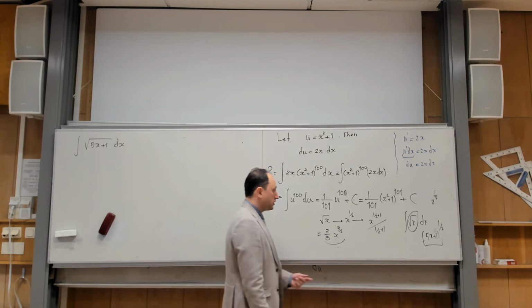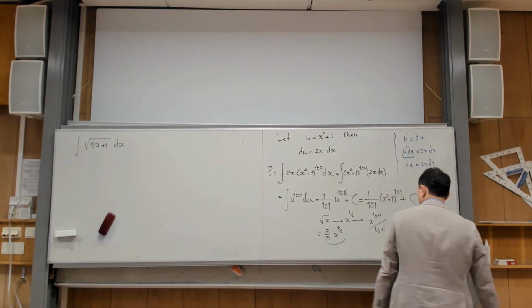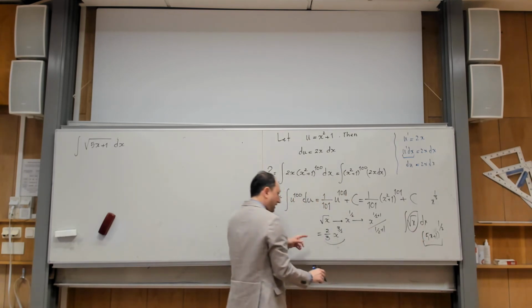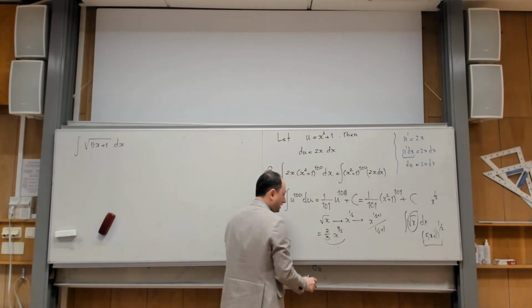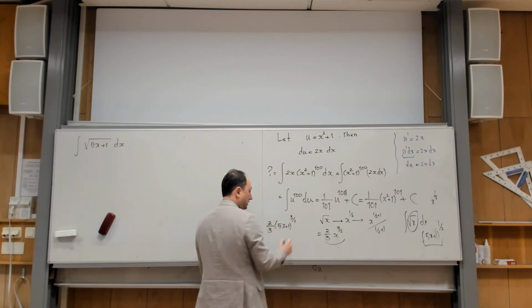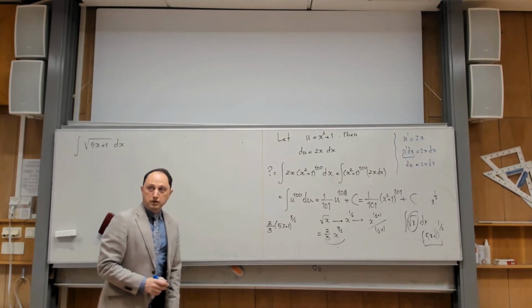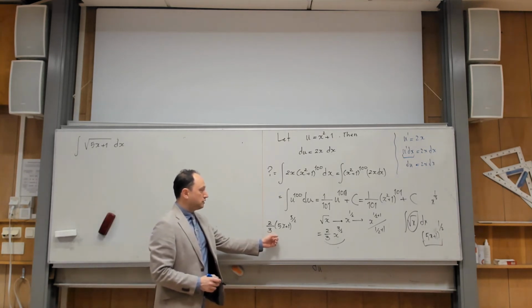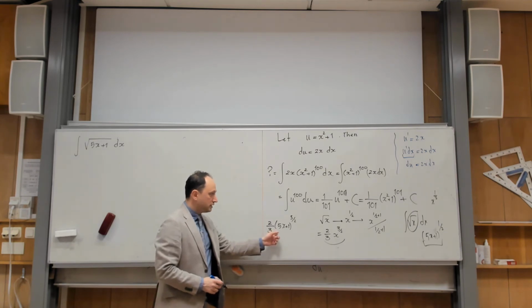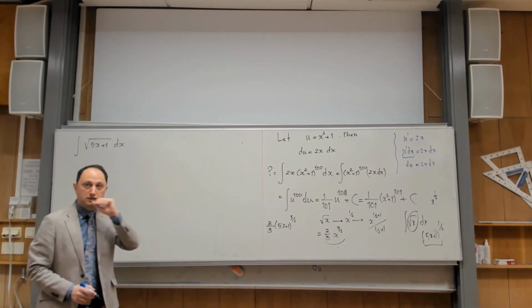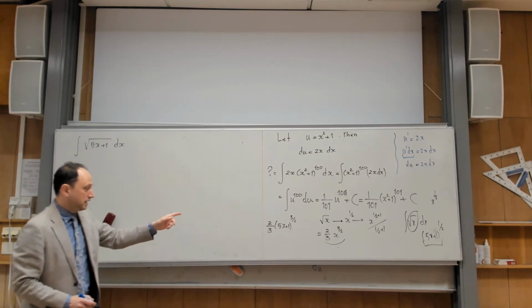But if you want just to do the same thing here, so you will get what? If you do exactly the same thing, a copy and paste of this method there, at the end you will get 2/3 of 5x plus 1 to the power of 3/2. Agree? But now let us differentiate that, because if your claim is correct and this is a primitive function, it means that its derivative should be this function. But you see that there is a constant that it doesn't take care of.